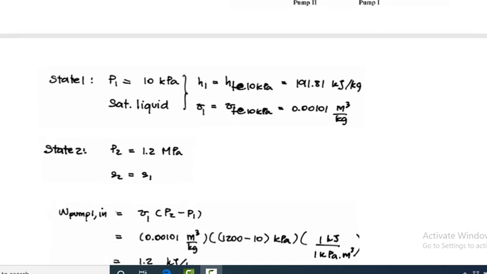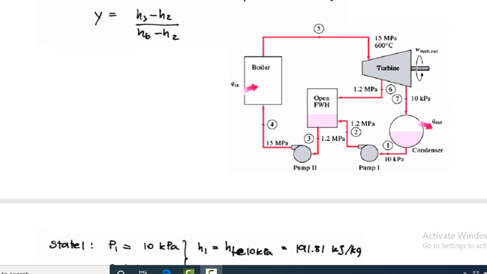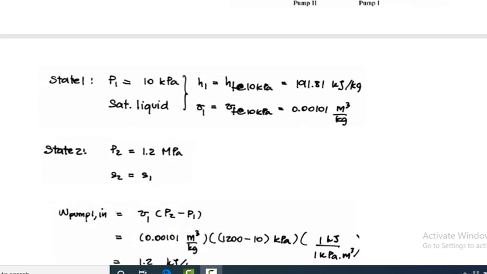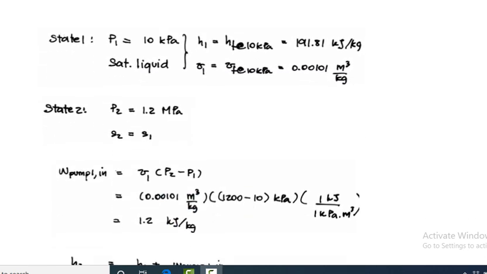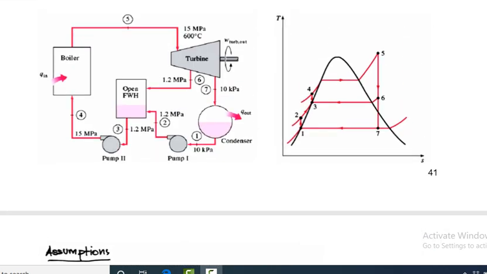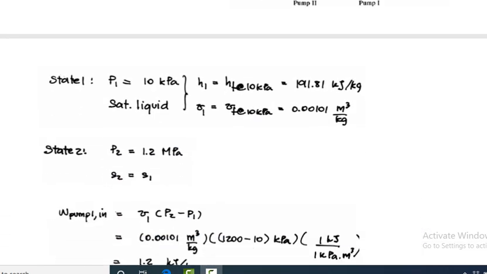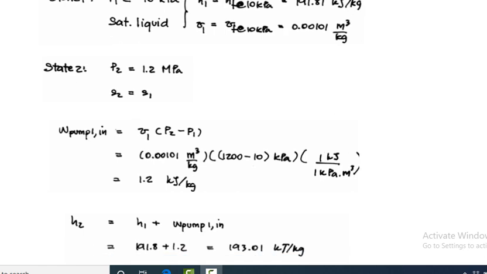At state 2 the pressure is 1.2 megapascal. That is the steam leaving the turbine and entering the open feed water heater. At that time the pressure is 1.2 megapascal, in the open feed water heater section. So state 2: P2 is 1.2 megapascal. Again the entropy is the same, s1 equals s2, because this is the T-s diagram. From the T-s diagram s1 equals s2, and then find the pump work.